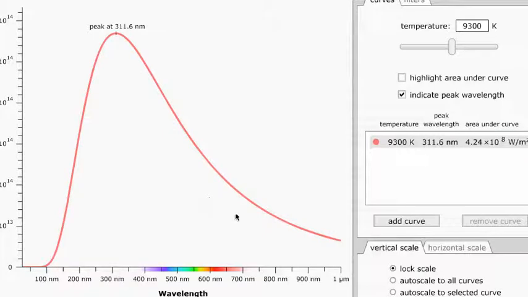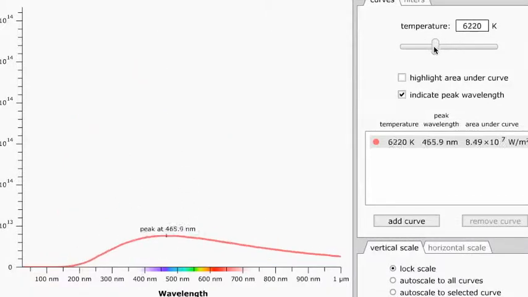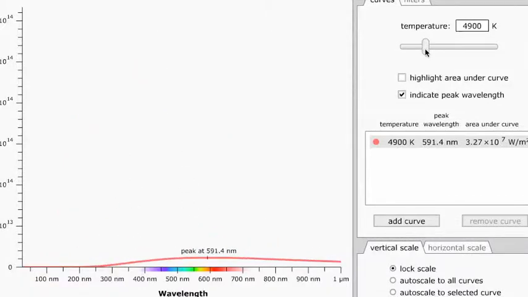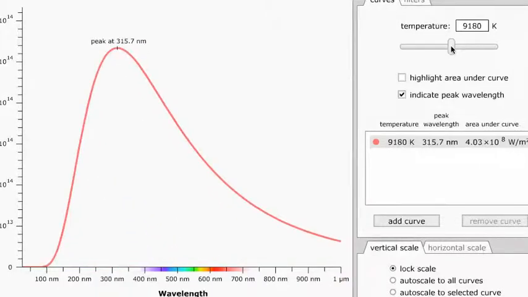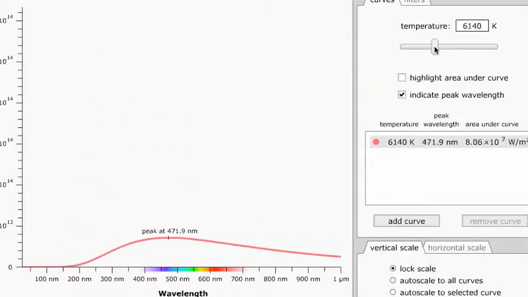Okay, there's a couple things I wanted to point out here. When you change the temperature, the curve on the left changes. Start here at low temperature and notice a couple things. As I increase the temperature, the curve gets taller and the peak of the curve moves from right to left. Let me grab you a comparison here.